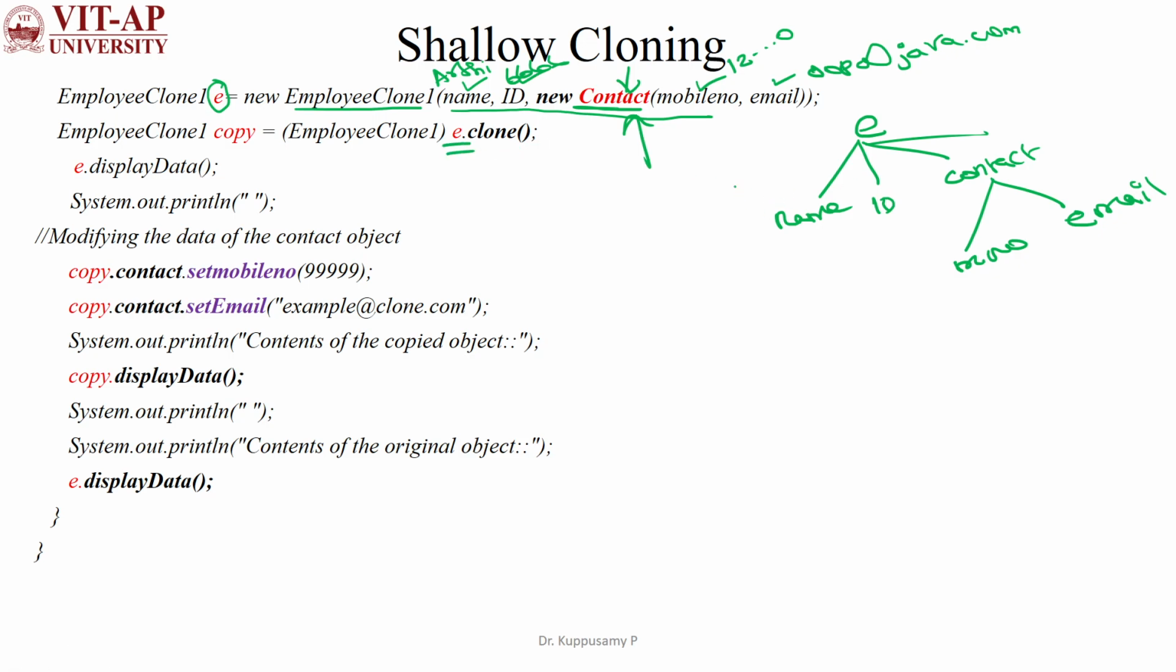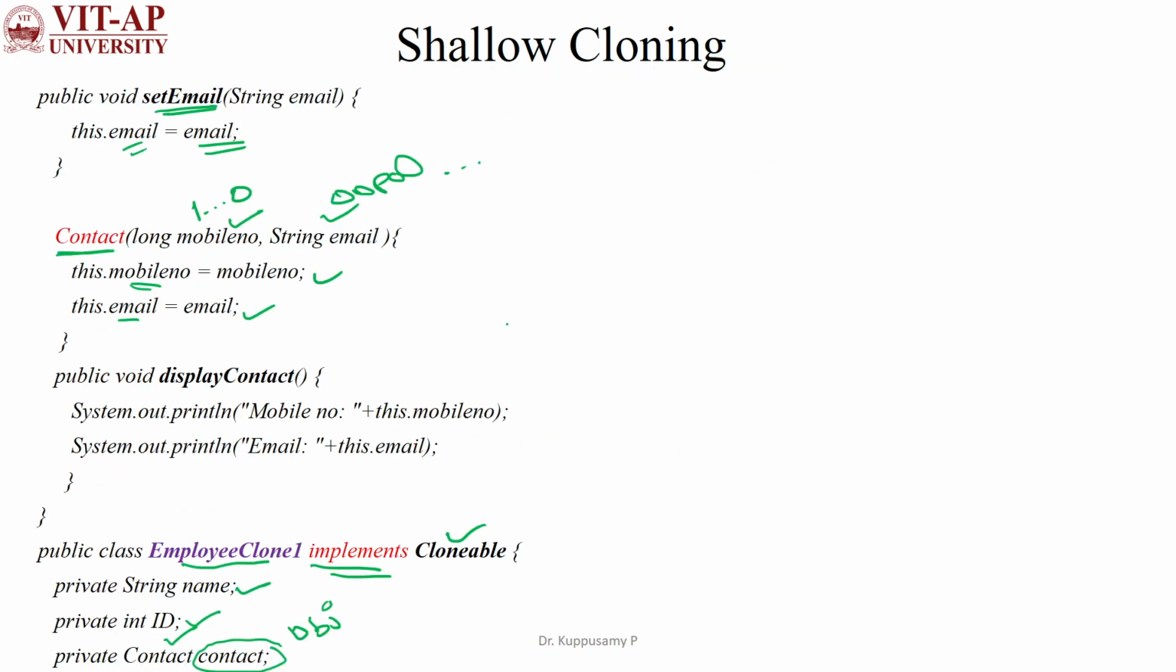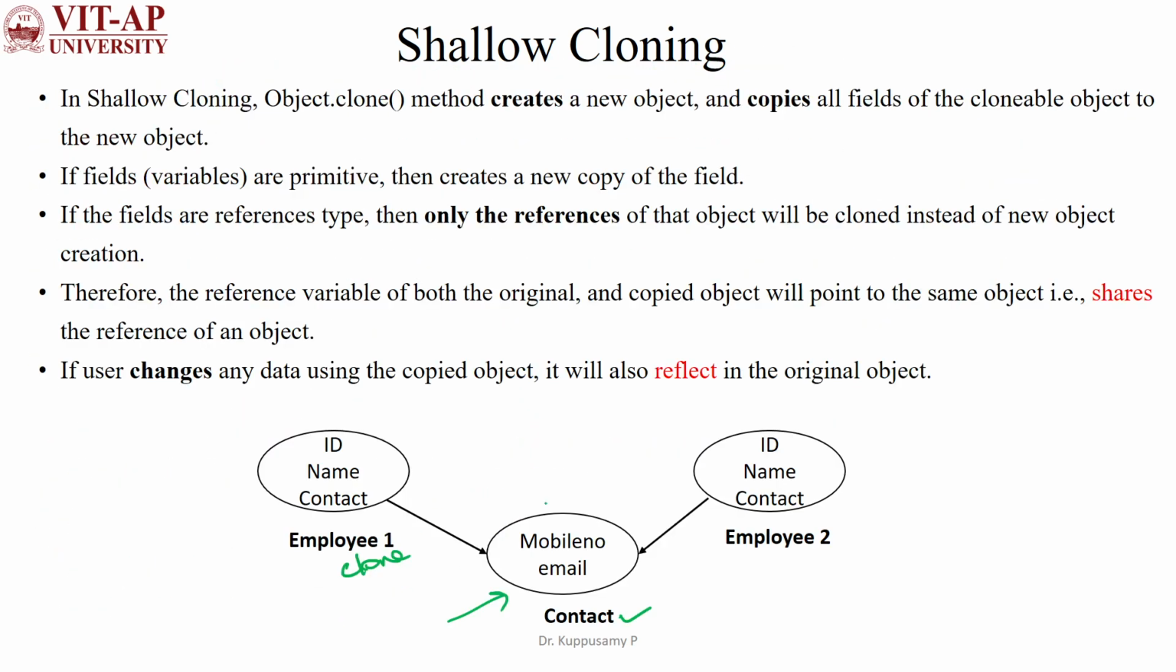So all four values, whatever are available, are cloned into the new object. That object is created with respect to employee clone 1. So now we have created a copy object. That copy also has all the fields of this e, right? So this one is matching with this figure.